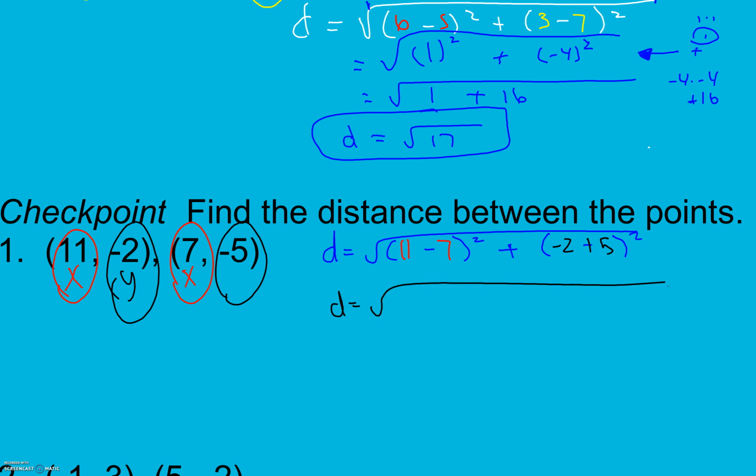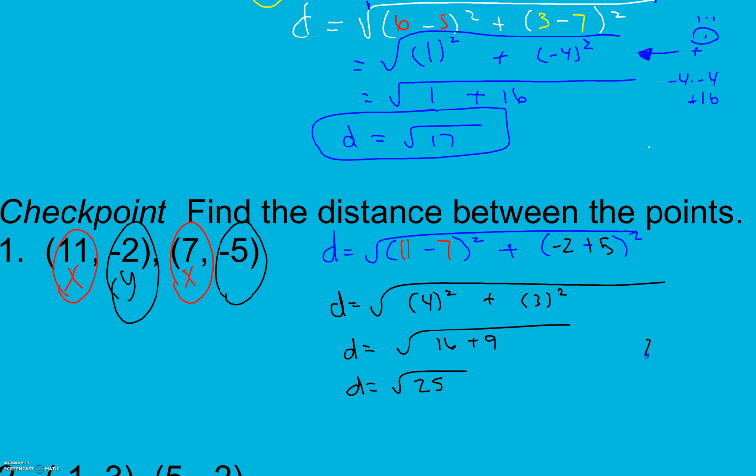Now, according to PEMDAS, we're going to do our parentheses first. 11 minus 7 is 4 squared. Negative 2 plus 5 is 3 squared. Now we can do exponents. 4 squared is 16, and 3 squared is 9. 16 plus 9 is 25.